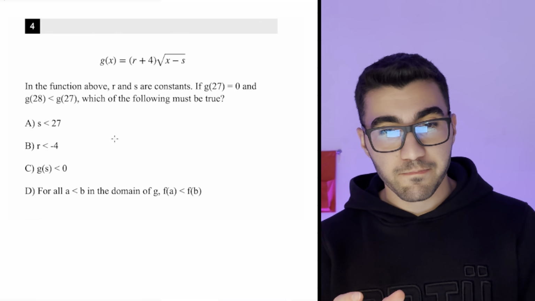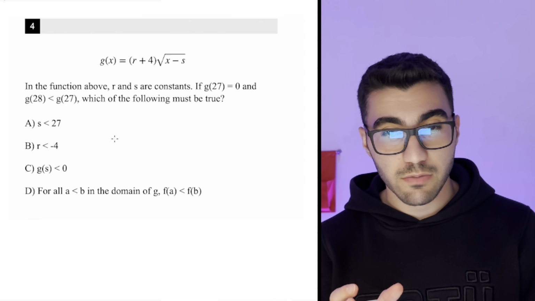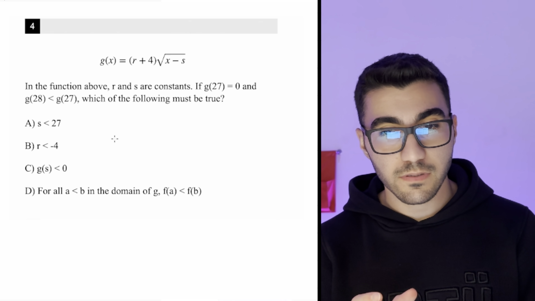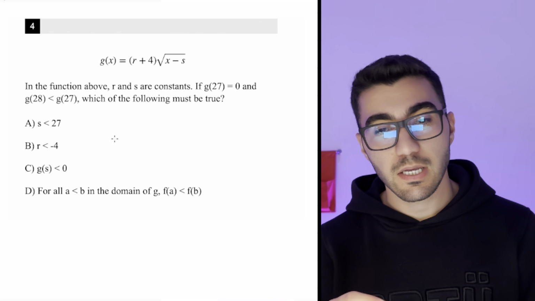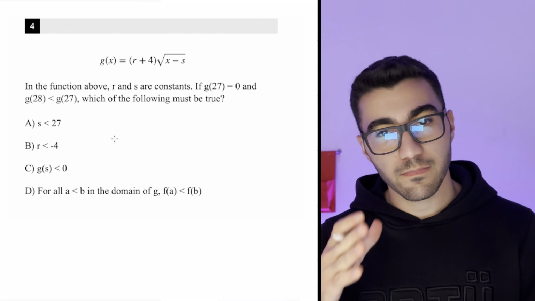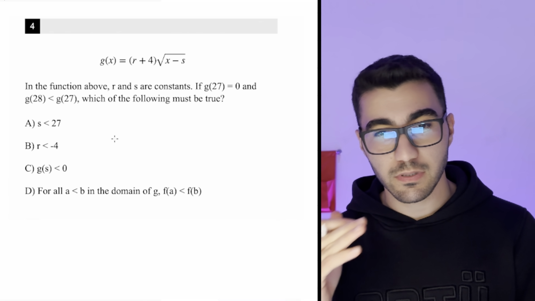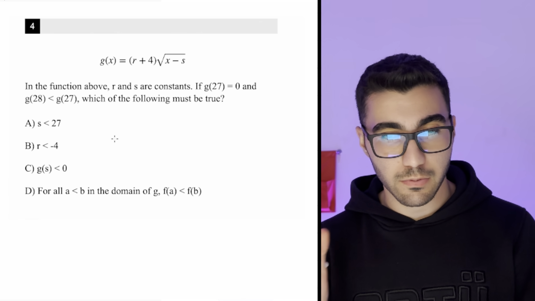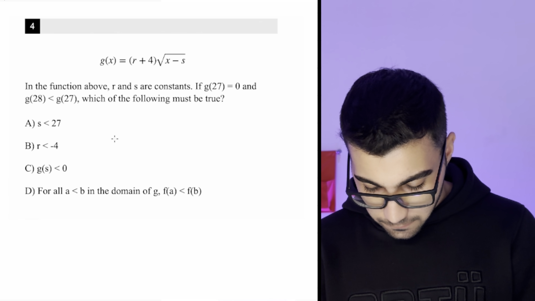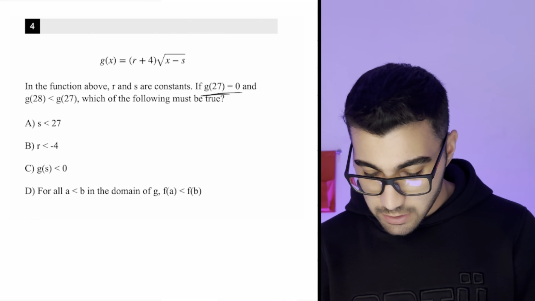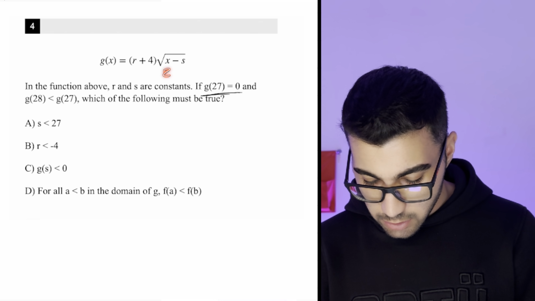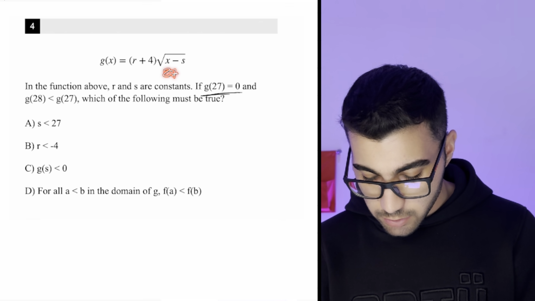Alright, in this question, in the function above, r and s are constants. If g of 27 is 0 and g of 28 is less than g of 27, that means the function is decreasing. Which of the following must be true? Okay, so let's first look at g of 27 equals 0. When I put 27 into the function, it gives me 0. So when you put 27 into x, it should give you 0.